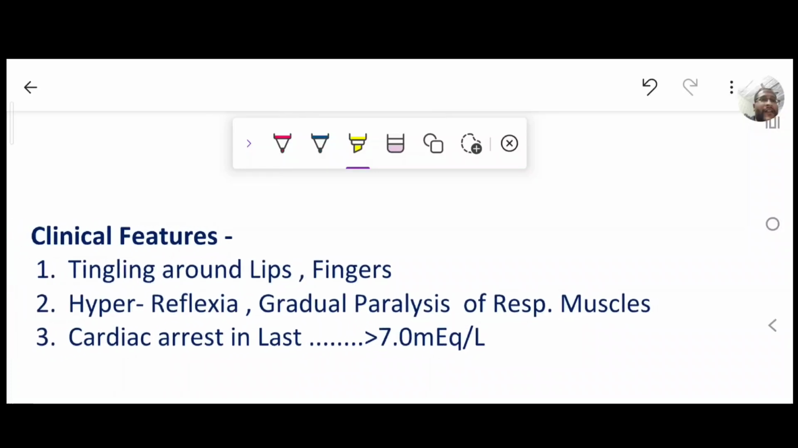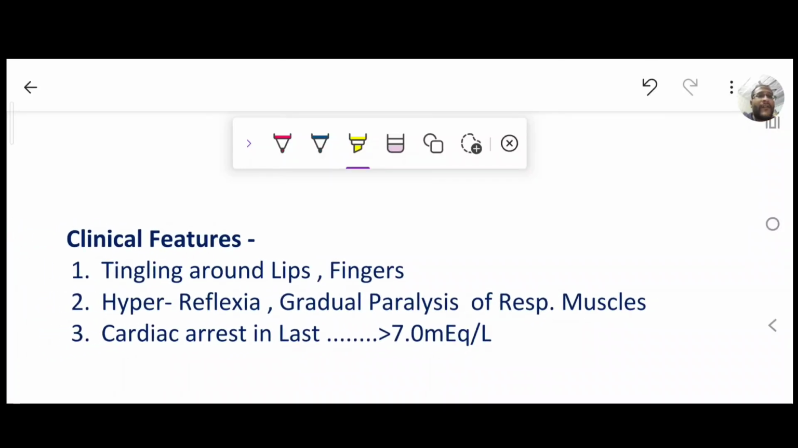What are the different clinical features? First of all, there will be tingling around the lips and the fingers, hyperreflexia, gradual paralysis of the respiratory muscles, and cardiac arrest at the end when the serum potassium level is more than 7 milliequivalent per liter.